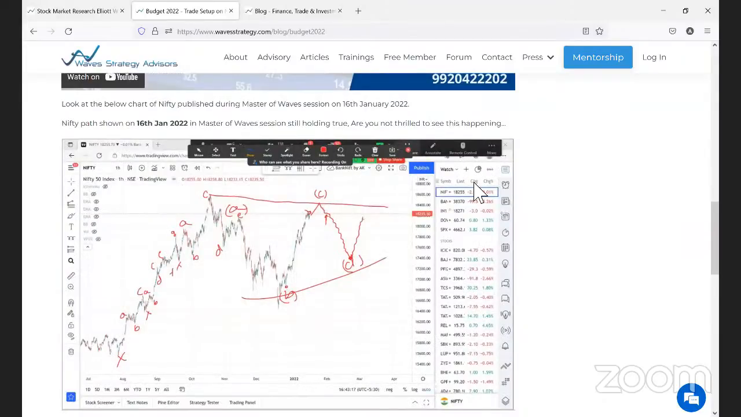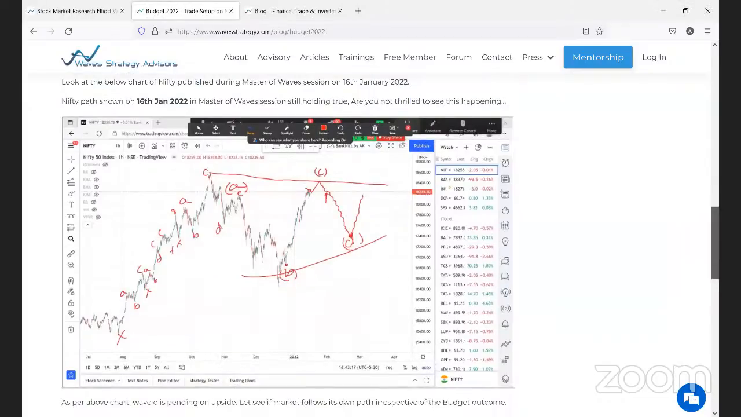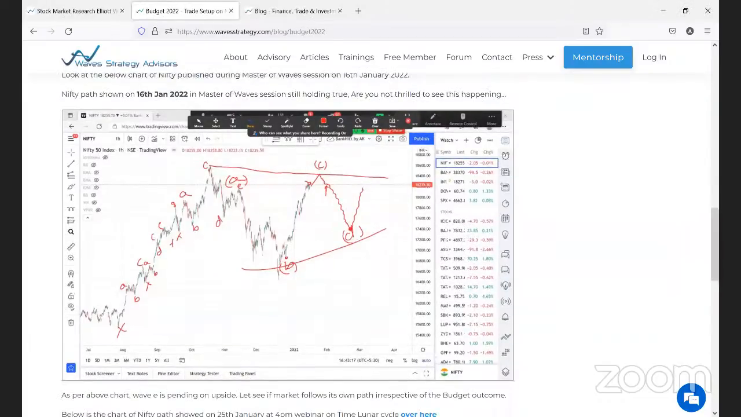This is the chart I've been showing for the past so many days. This chart was published on 16th of January. Are you able to see my screen, guys? Is it only me who is excited seeing the market doing precisely what you expect, or is it everyone else as well?